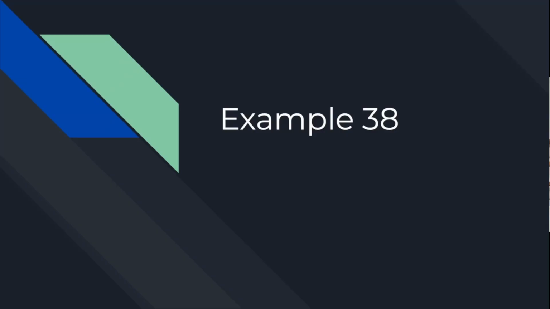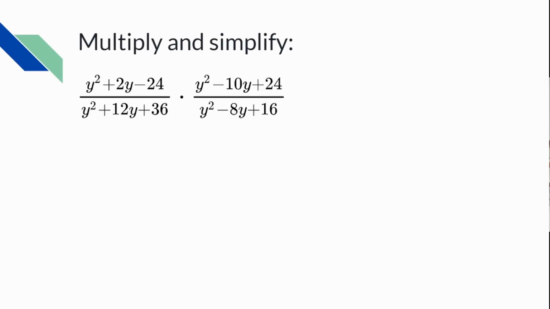Moving on to example 38. Here we're asked to multiply and simplify this expression. All right, so we have two rational expressions being multiplied, and they are made up of factorable trinomials. So when we multiply this, we need to put everything in its factored form to see if anything cancels.